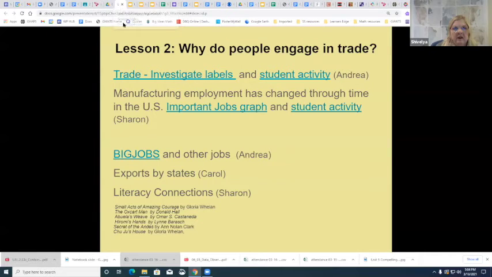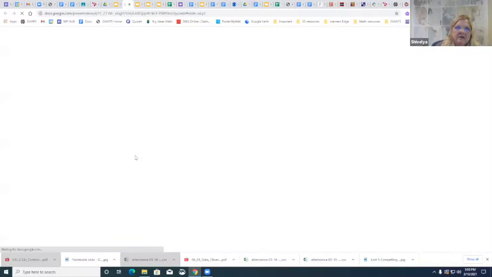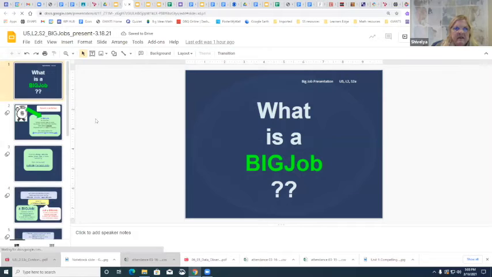We've been talking about starting to get them thinking about different kinds of jobs. Now we're going to take a look at what we refer to as big jobs and other jobs. Some people get a little anxious when they have to talk about economic terms and try to make sense of all that. So we try to make it as simple as we can, but also get the students to connect with the information.